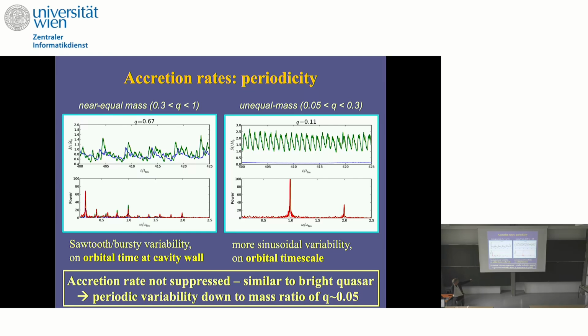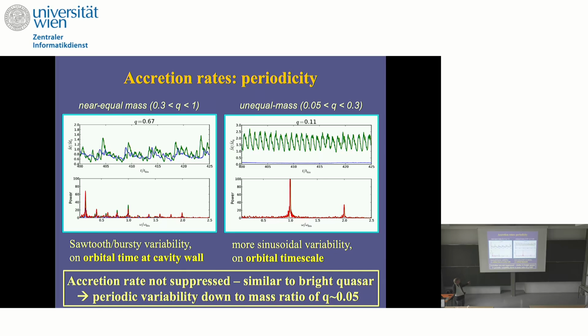There's also a strongest modulation, which is actually a factor of 6 times the orbital period. That has to do with this cavity rim not being axisymmetric. You see by eye, this is 5 orbits, 6 orbits. You see by eye that there's modulation on the time scale of 6 orbits. That's the gas time scale for the gas at the wall of the cavity to go around.